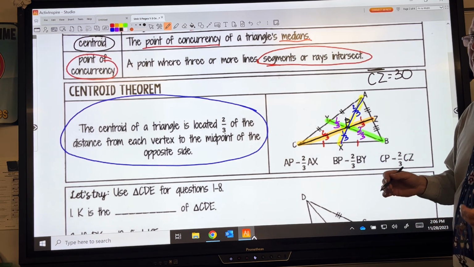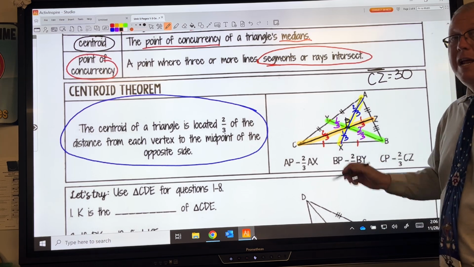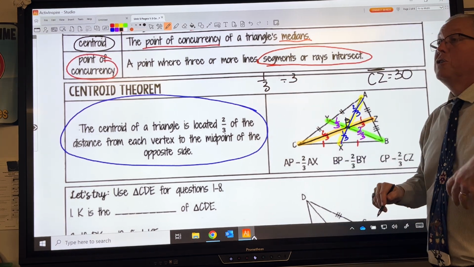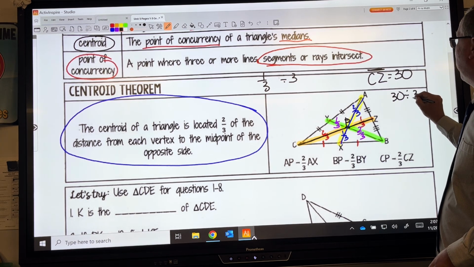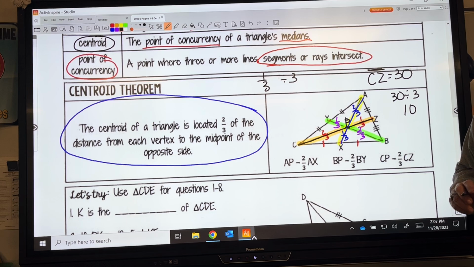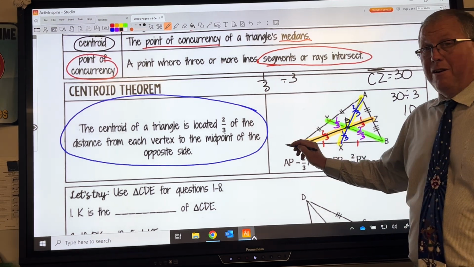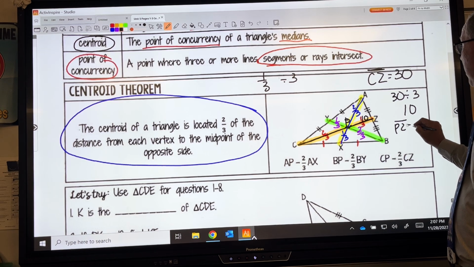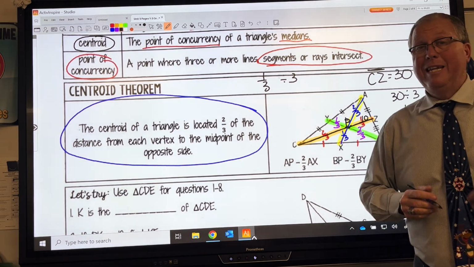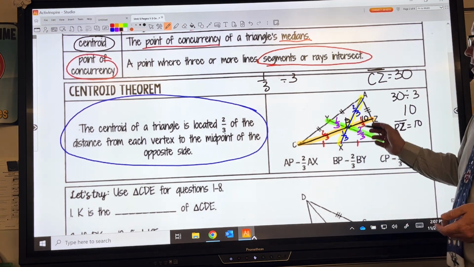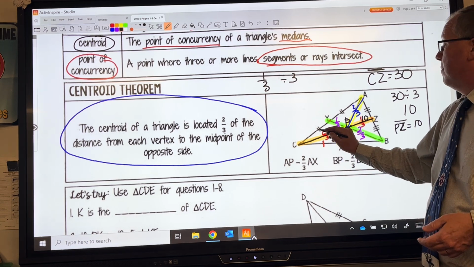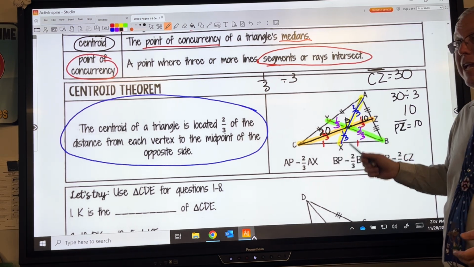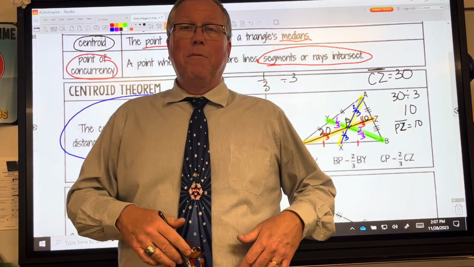That means I'm going to take 1/3 of that because I got to break it up into threes. And the way we do 1/3 of something is we divide by 3. So I'm going to take 30 and divide it by 3 and I get 10. Here's what that means. On CZ, the part that's 1/3, PZ, is 10. Now, if PZ, which is 1/3, is 10, then PC, which is 2/3, is going to be double that. It's going to be 20. So the whole distance, 30, I divided by 3 to get the short part, and then I doubled that to get the long part.